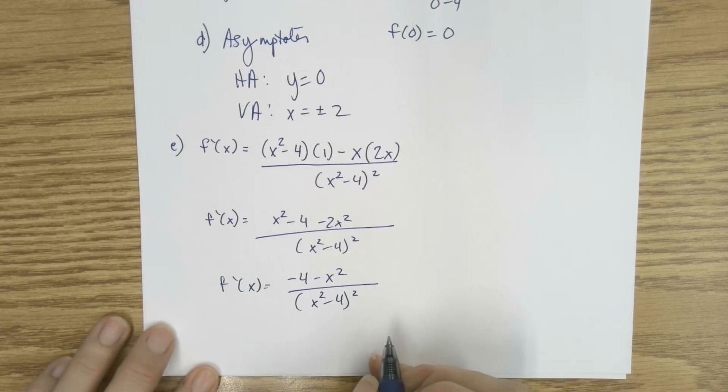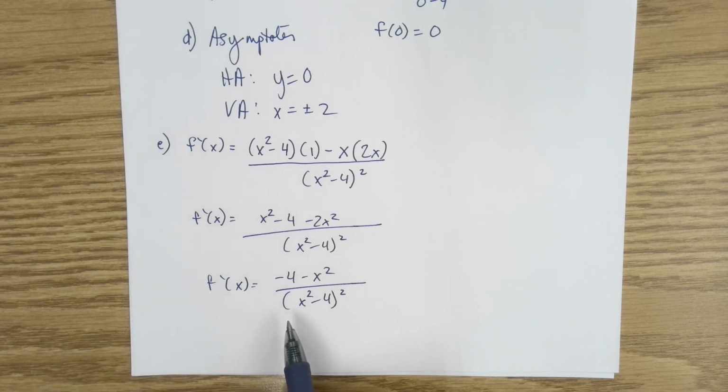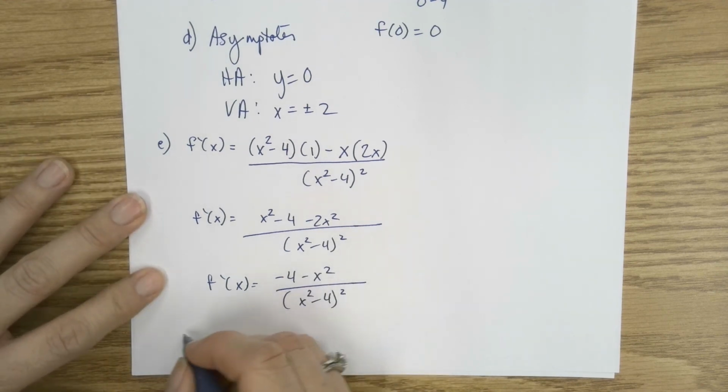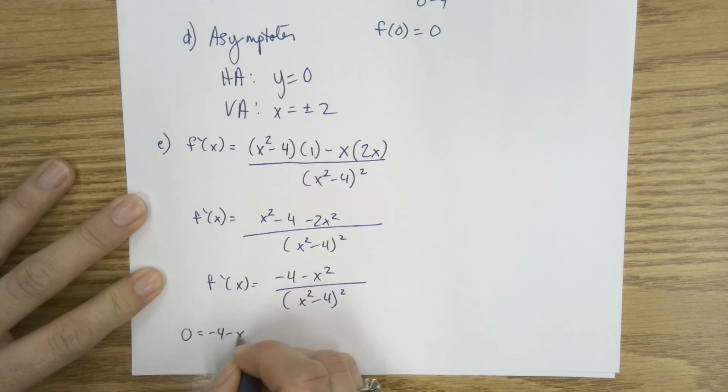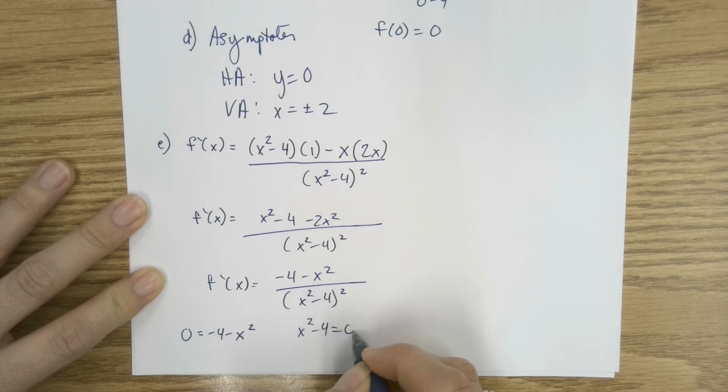And now we're looking for where the derivative is 0 and where the derivative doesn't exist. The derivative is 0 when the numerator is 0. The derivative doesn't exist when the denominator is 0, and I already know about the denominator. We know that's our vertical asymptotes.